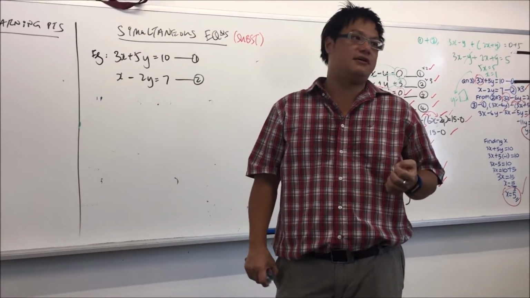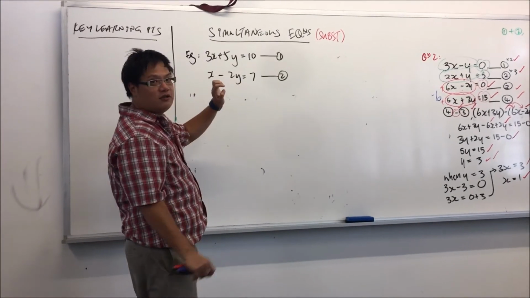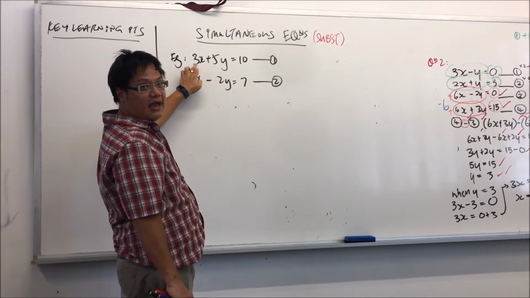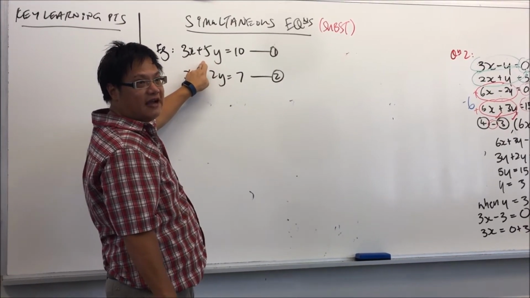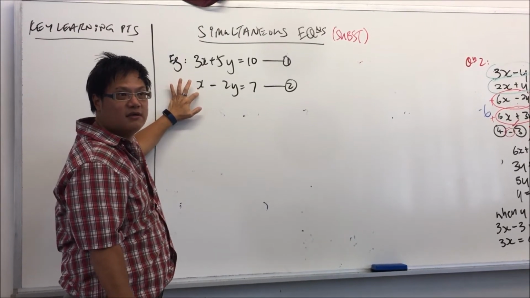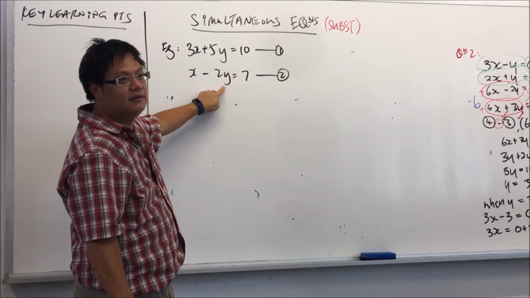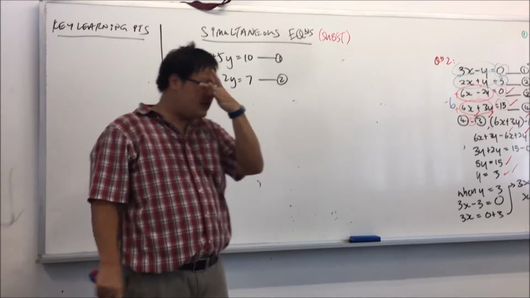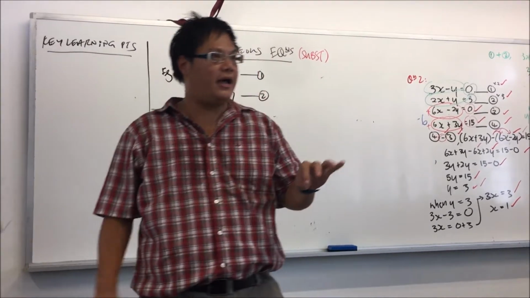So what I suggest now is this. Watch here. The trick is this. Look at the coefficient of x. You see this 3x. The coefficient of x is 3, right? What's the coefficient of y, everybody? 5. Look at the second equation. What's the coefficient of x? 1. The coefficient of y is? 2. Not 2. Look carefully. Negative 2.